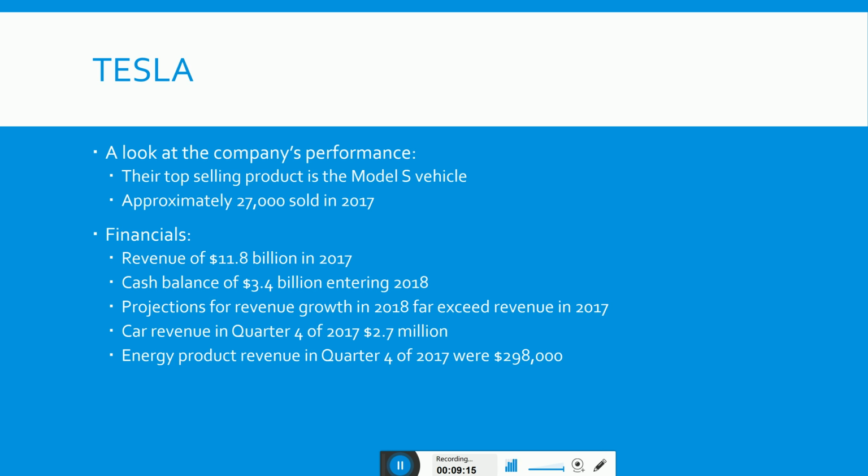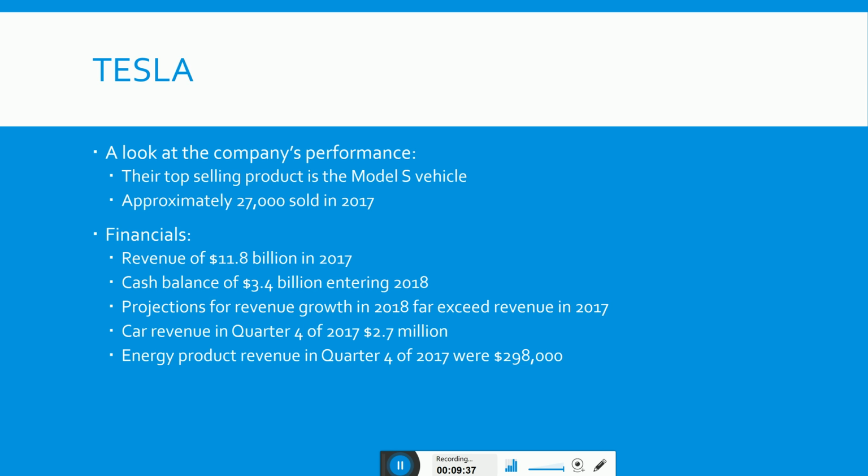A bit about their financials. So they had a revenue of $11.8 billion in 2017, with a cash balance of $3.4 billion entering 2018. And they have projections for revenue growth in 2018 that far exceed the revenue in 2017. So it's still a little early to know if that projection is going to be true or not, but that is what they are projecting.